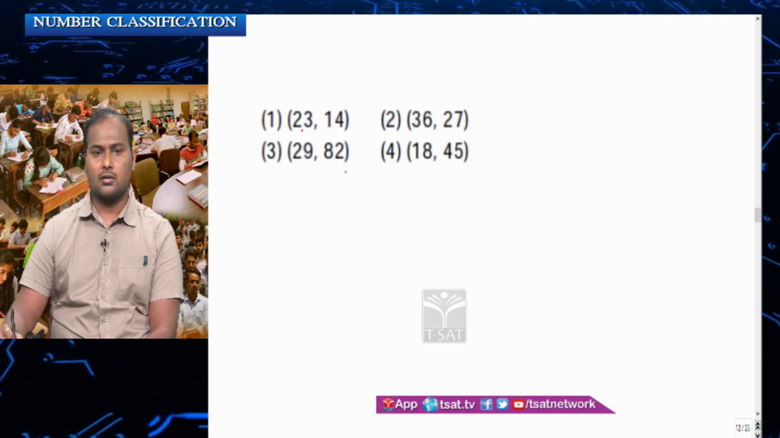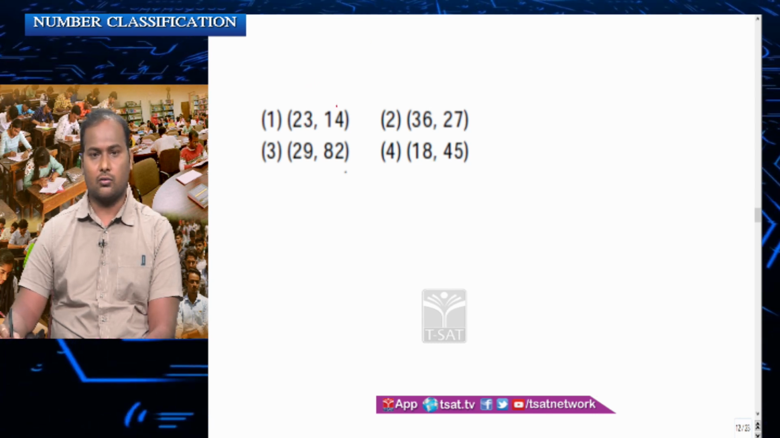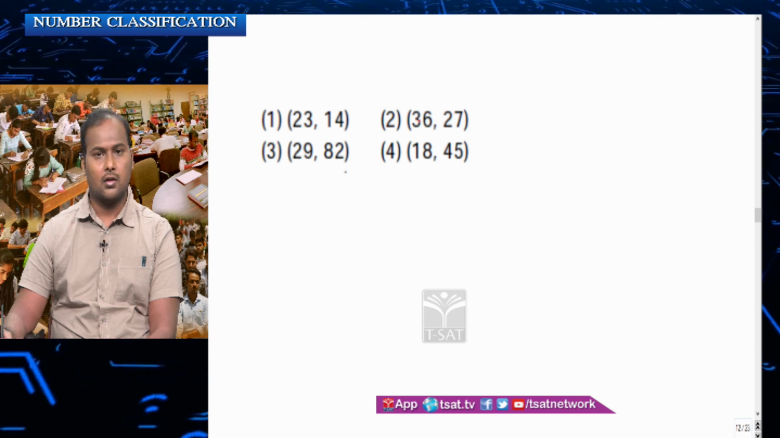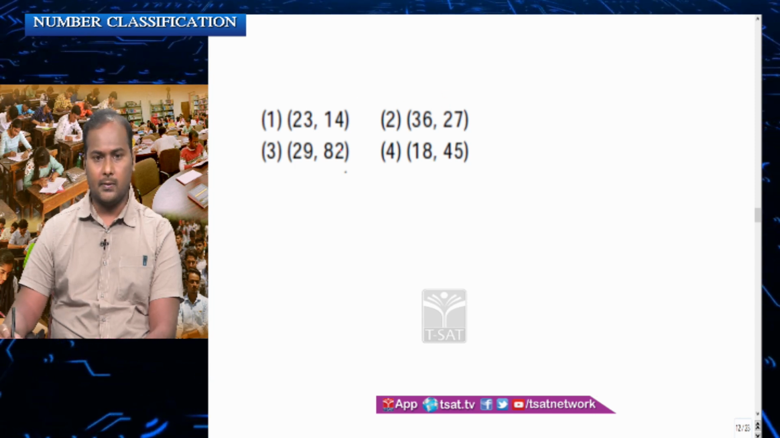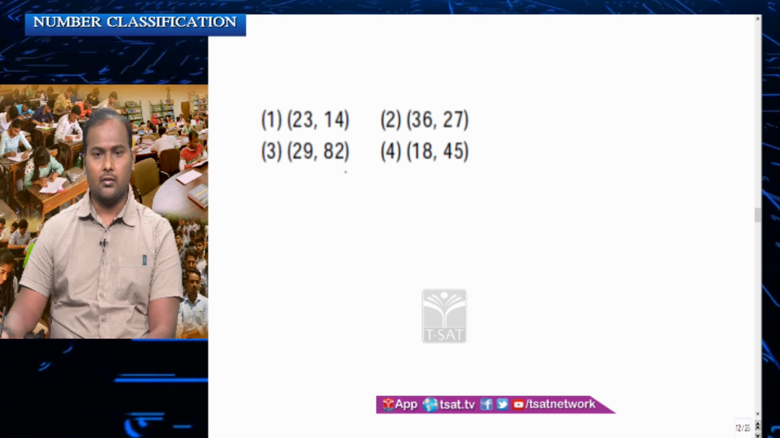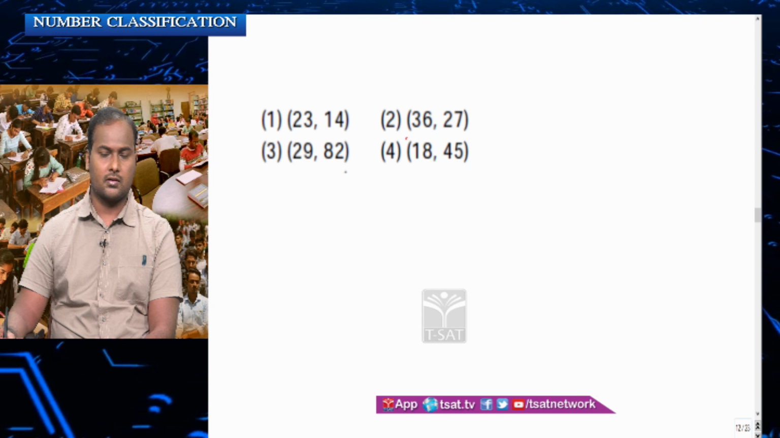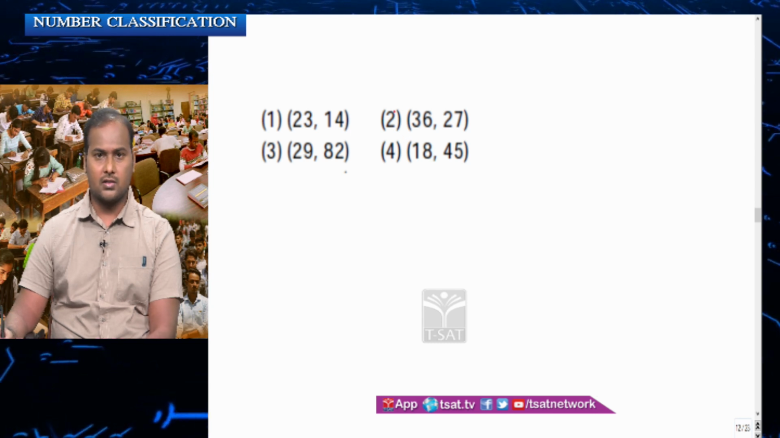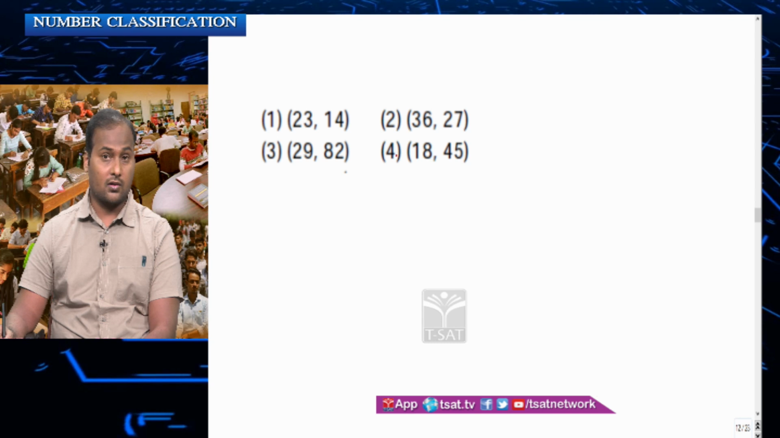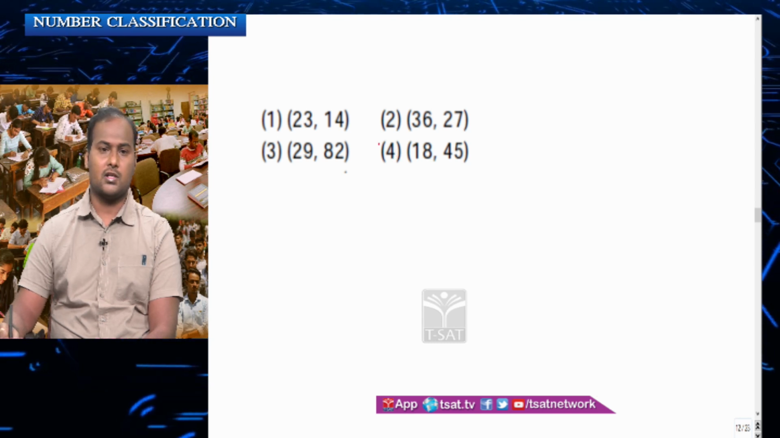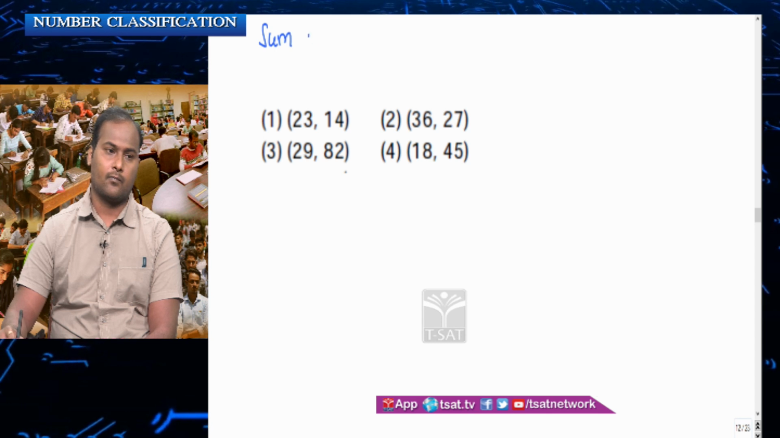Can I check with squares? Not possible, because 23, I can write like 5 square minus 2, but 14, not possible. 36, a perfect square, but 27, it's a cube. Then 29, 82, 18, 45. So in this case, the squares are not possible, the multiplication is not possible, the subtraction is also not possible, addition is also not possible. If all these are not possible, we have to go for what? Sum of digits. I always said this is very, very important.